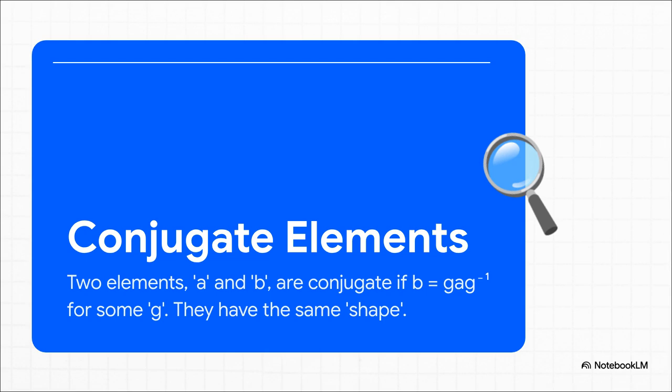Now, the really cool way to think about this is as a relabeling. The element G is kind of like a translator. It changes your perspective, but the deep underlying structure of the operation remains exactly the same. So A and B are basically structurally identical, just seen from a different point of view.